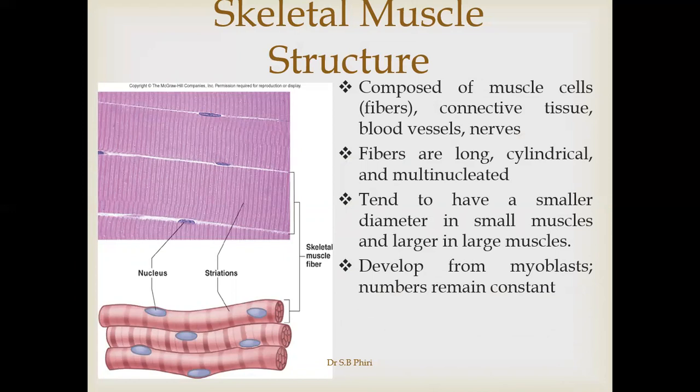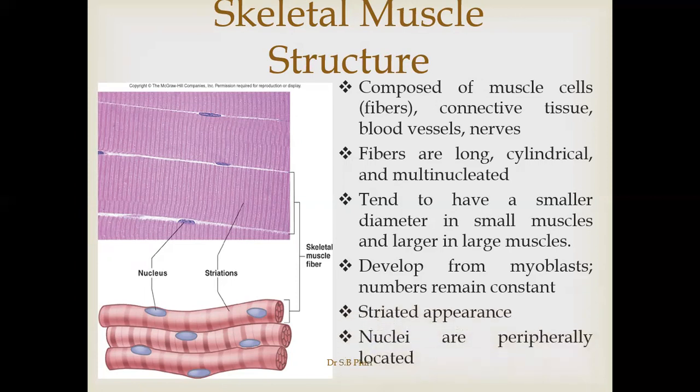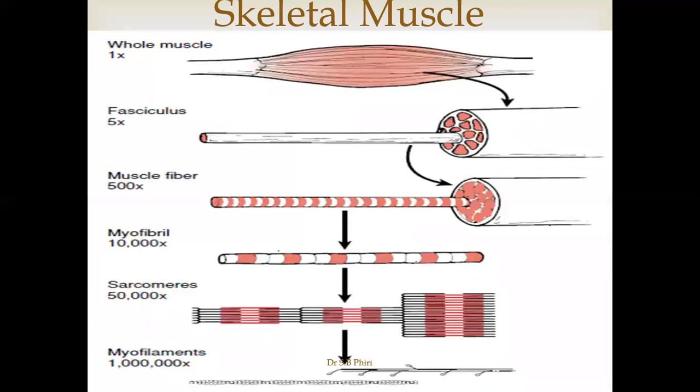They develop from myoblasts, but the numbers remain constant. So when the muscle mass is increasing, it doesn't mean that the number of muscle fibers is increasing. It simply means that the diameter of those muscle fibers is increasing, because their numbers remain constant. In appearance, they are striated. The nuclei are located on the periphery of the muscle fiber.